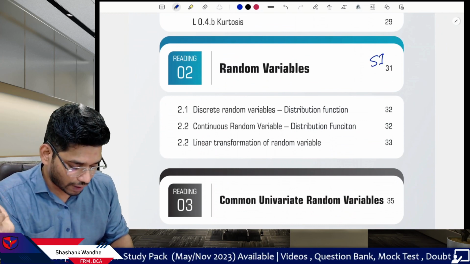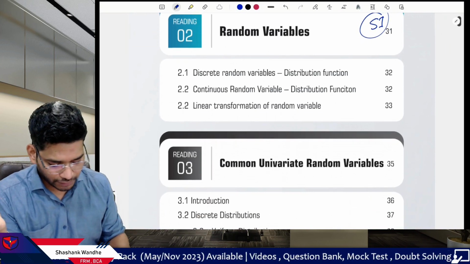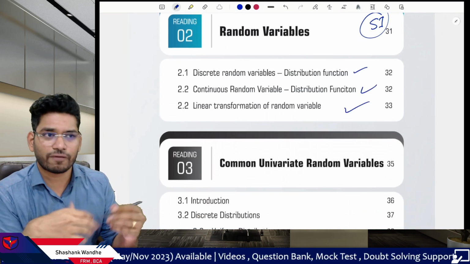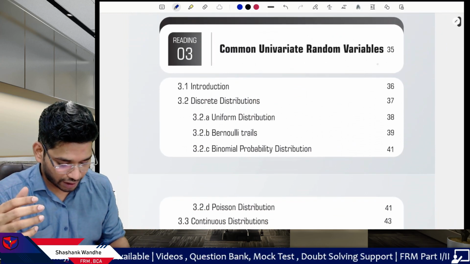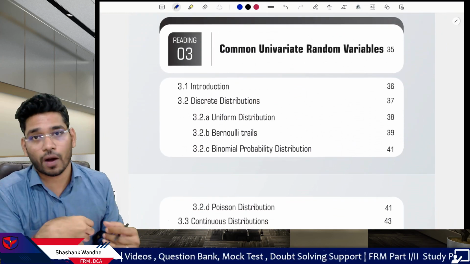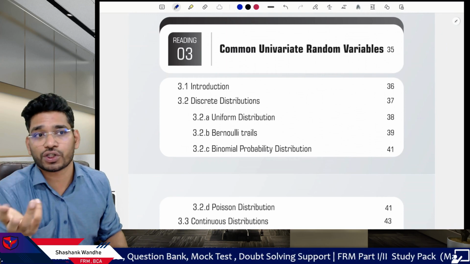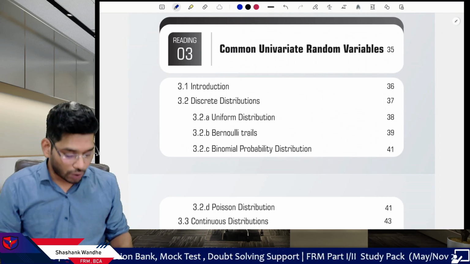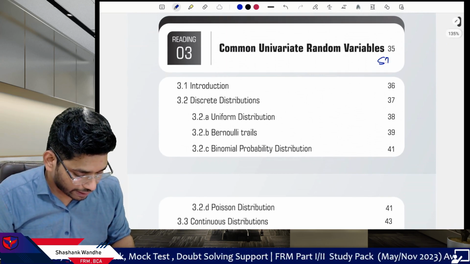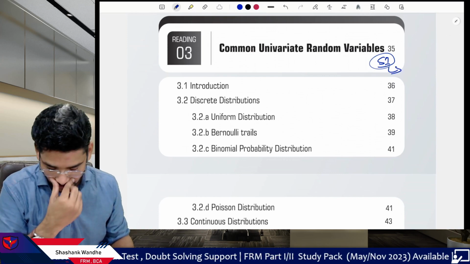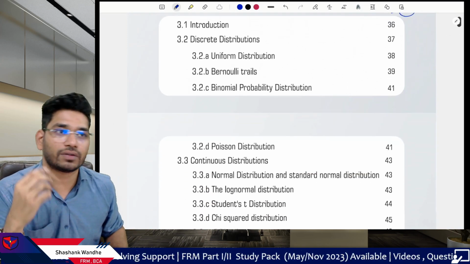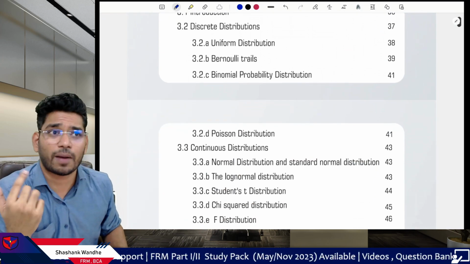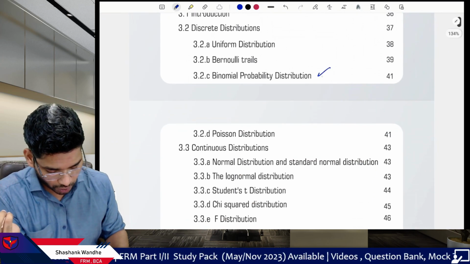Again, this is section 1, random variable, and here the distribution functions are covered mainly. Then next is the common univariate random variables. This is a distribution topic: uniform distribution, normal distribution, binomial, Poisson, and so on. Very important from an exam perspective. Again, this is part of your section 1, and here you can expect around 3 questions, and mostly you get tested on binomial, Poisson distribution, and so on.